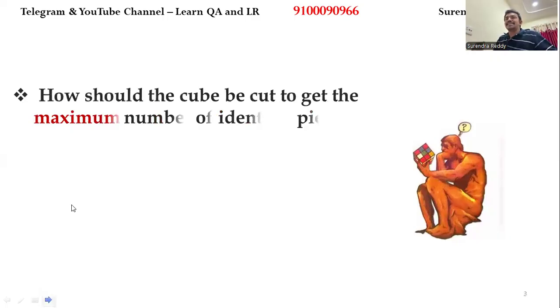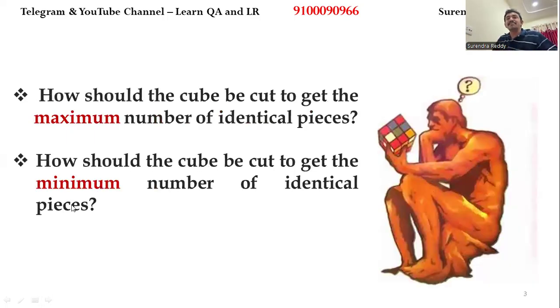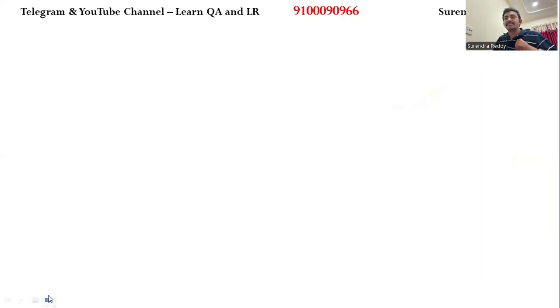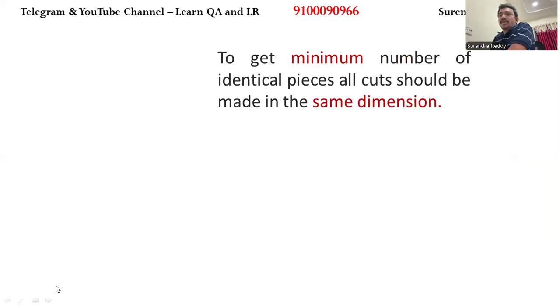Now someone is thinking how to cut the cube to get the minimum pieces, and how to cut the cube to get the maximum pieces. To get the minimum number of pieces, we will distribute the cuts along the same dimension. And to get the maximum number of pieces, we should distribute the cuts along different dimensions. What do you mean by it? Here I'll try to show you with one small diagram. To get the minimum number of pieces, we should be making the cuts in the same dimension.